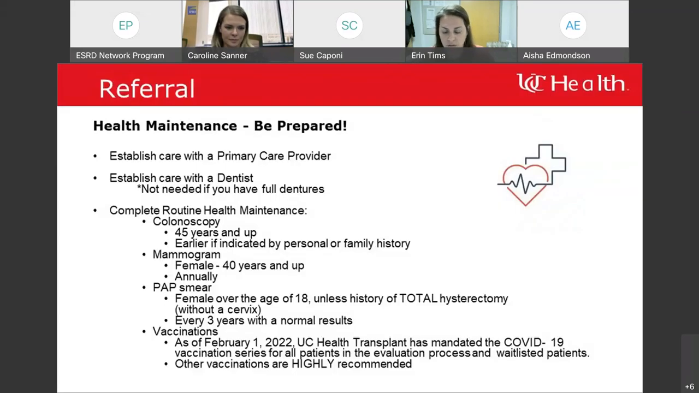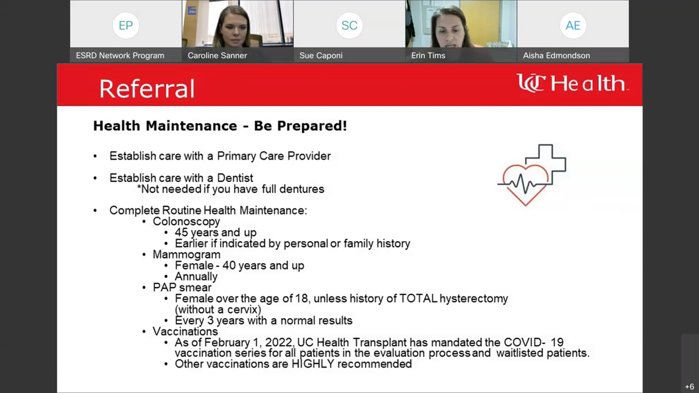So here's the referral phase. When I go out to talk with dialysis units, when I meet patients, I really want help from the social workers trying to get our patients established with a primary care, established with a dentist. I talk to many patients who haven't ever been to the dentist, especially those that need a lot of dental work. So these are things that we've seen as a transplant group hold up evaluation, because our insurance providers need dental clearance from our patients.